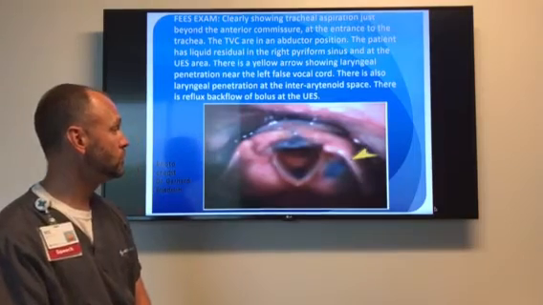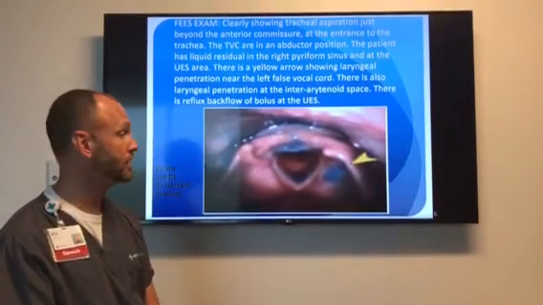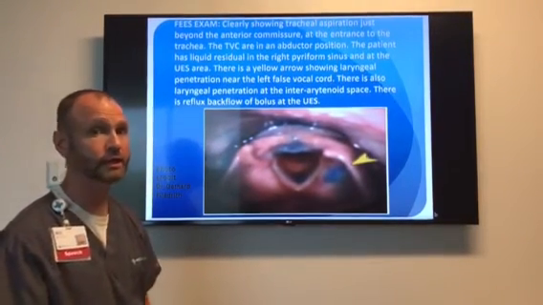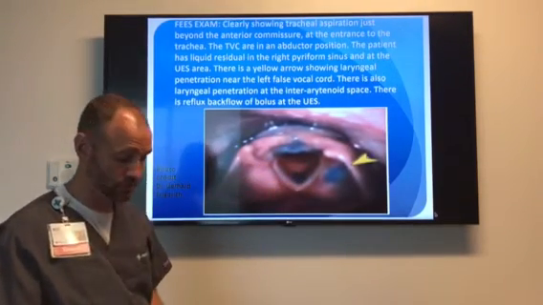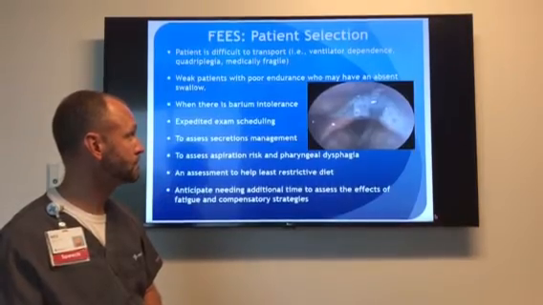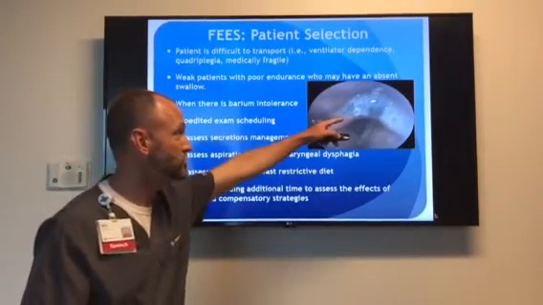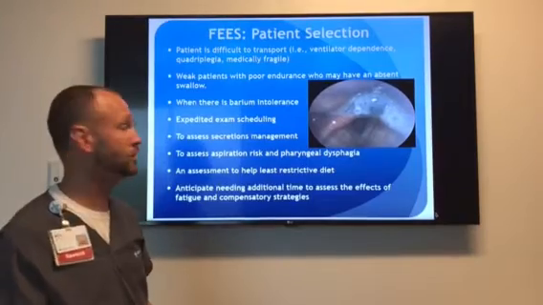And this is going to show what we see when aspiration occurs. This is where we've actually used some food coloring, okay, in the liquid, and you can actually see in this case the penetration and the aspiration there in the airway. Also in this picture you can see secretions, frothy secretions that you would never see during a modified.